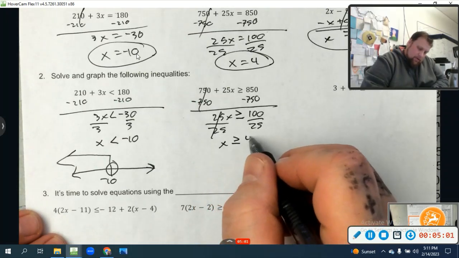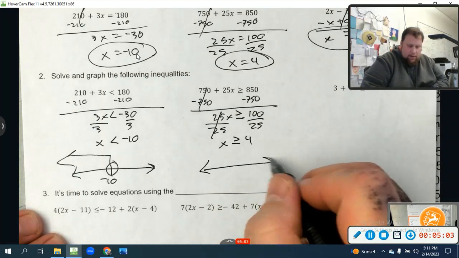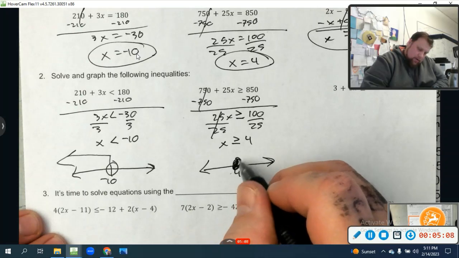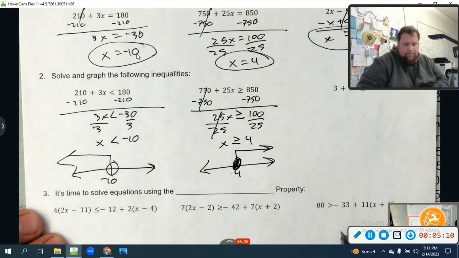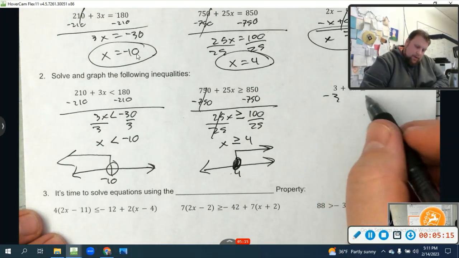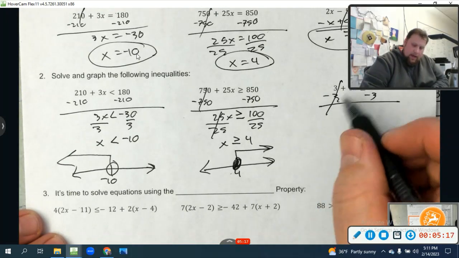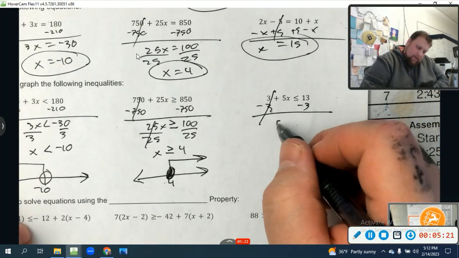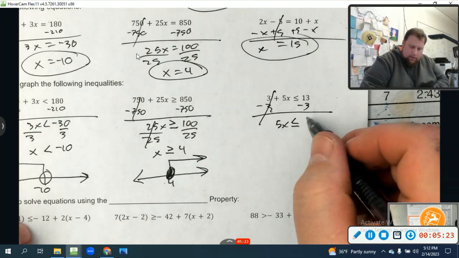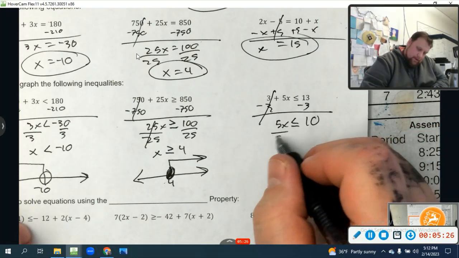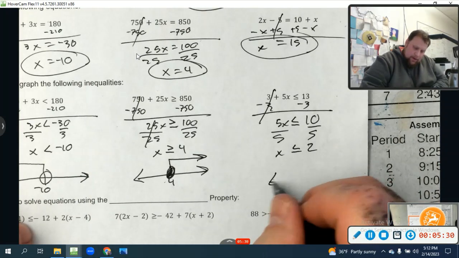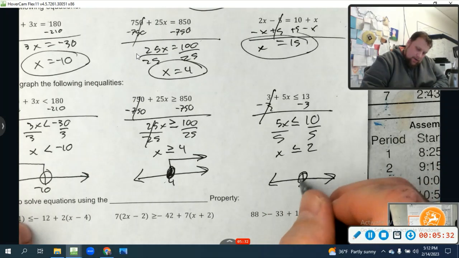So, make a little number line, 4, solid dot because it's or equal to, and to the right. Now right here, negative 3. I know it doesn't match the one above. That's okay. I get 5x is less than or equal to 10. Divided by 5, x is less than or equal to 2. So we're going to get a solid dot at 2, everything less than or equal to that.